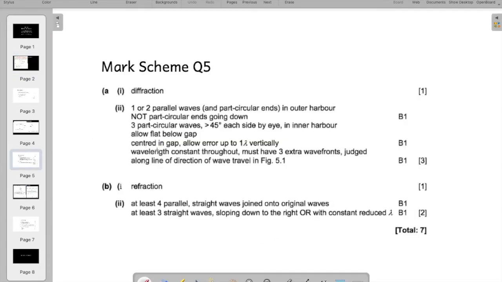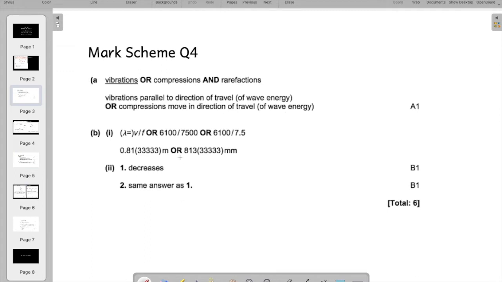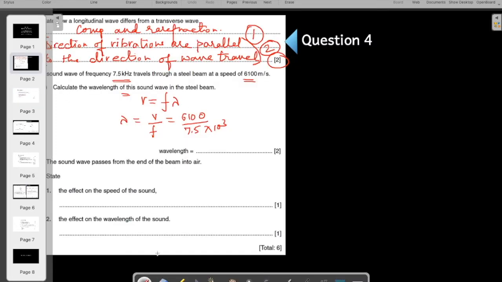Let's look at the mark scheme. Sorry, this is the mark scheme. They have done the same exact thing and it should give you your answer. That should be approximately this much, in meters or in millimeters. So let us take 0.81 from the mark scheme. The answer when you divide these two numbers is 0.81 meters.